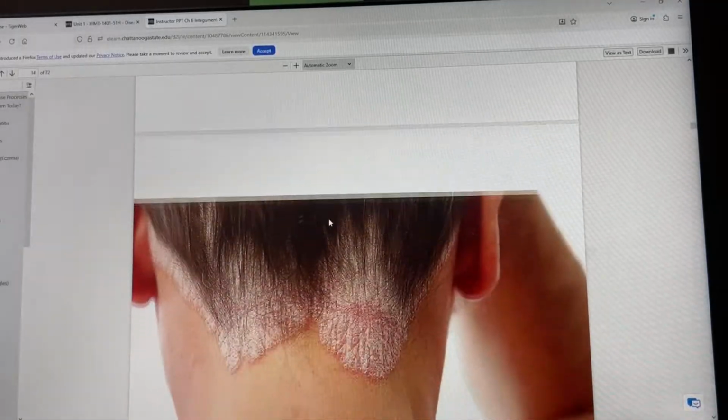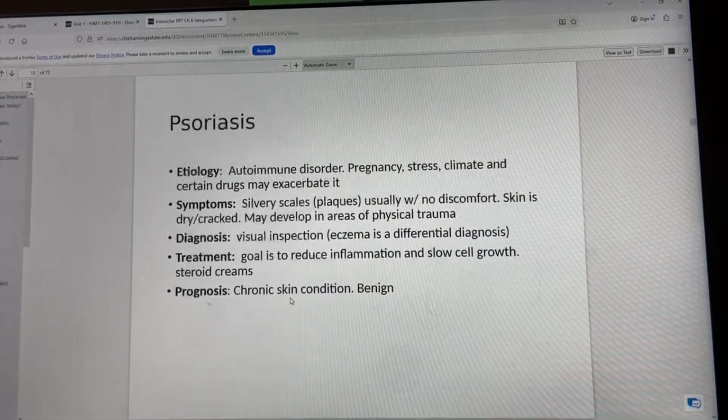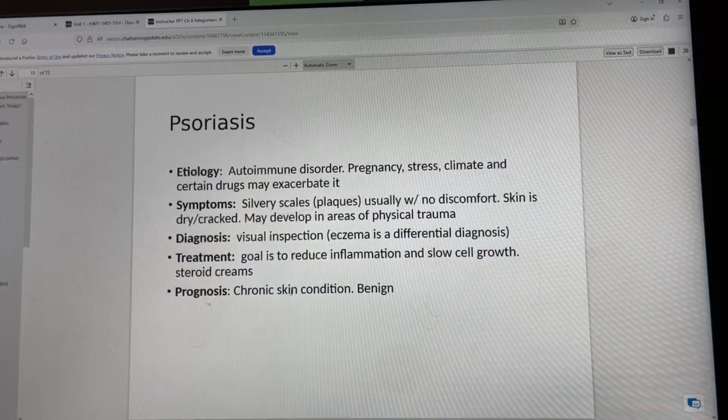This is what it looks like. This person has psoriasis on the scalp, but you can have it anywhere. So you can see how Bill might think it's similar to eczema because it kind of looks similar. And that's why dermatology can be very difficult, because a lot of times you just diagnose things off of inspection, and a lot of times things can look very similar.